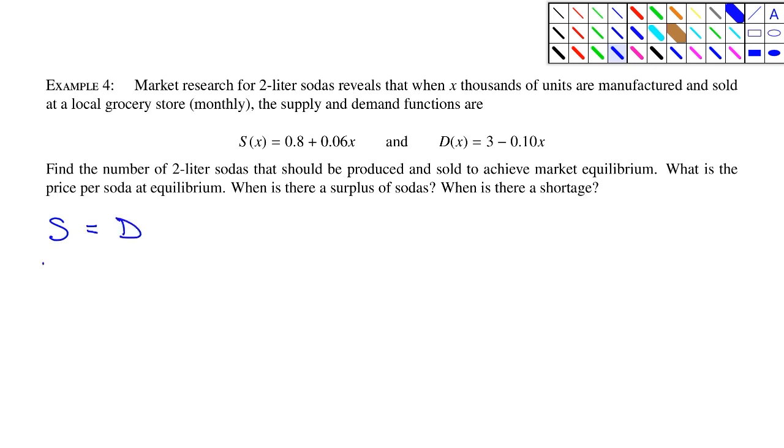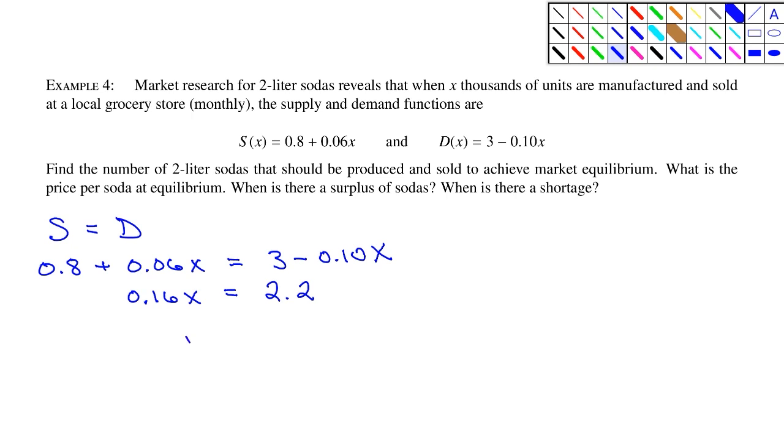All right, so if we want market equilibrium, we just set S equal to D. So we set these two equations equal to each other, and we solve for X. So I'm going to move the negative 0.10 to the left side. That gives me 0.16x. Then I'm going to move the 0.8 over, and that's going to give me 2.2. And so x is equal to 13.75.